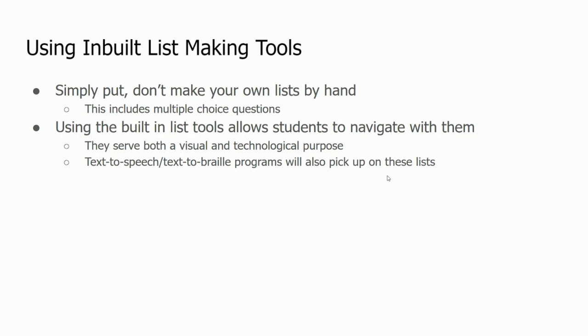And another big thing is, the SISTA programs, the text-to-speech and text-to-braille programs, will also pick up on these lists, and this will tell the students, like, hey, this is a list. These things are associated with each other. And also, it looks cleaner and it's more standardized because that list will be the same throughout. There's no, oh no, I added an extra space or an extra tab. So, our biggest thing is clarity.